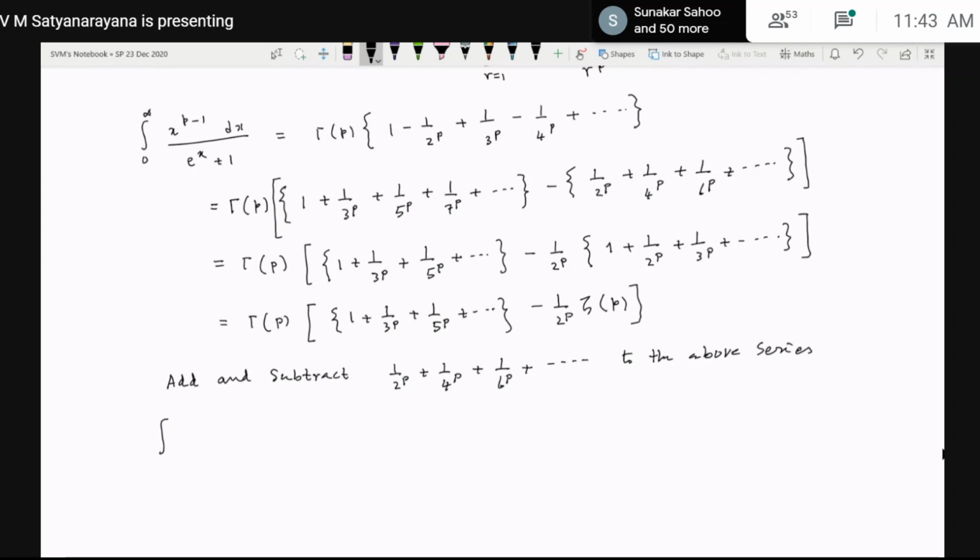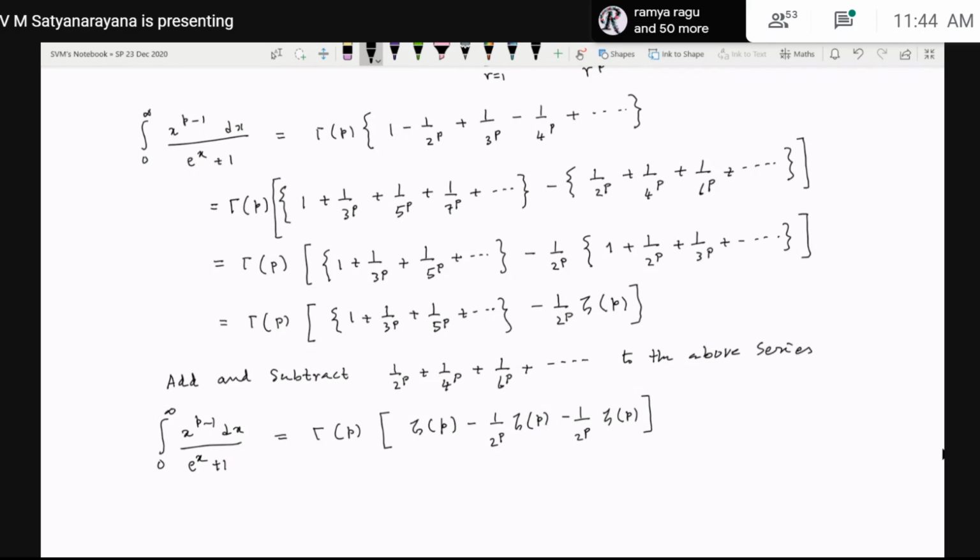This integral 0 to infinity x to the p minus 1 dx divided by e to the x plus 1 will become gamma of p into zeta of p, the first one, when you add it. Then when you subtract, that will become minus 1 by 2 to the p into zeta of p, the subtracted one, and then you already have minus 1 by 2 to the p into zeta.